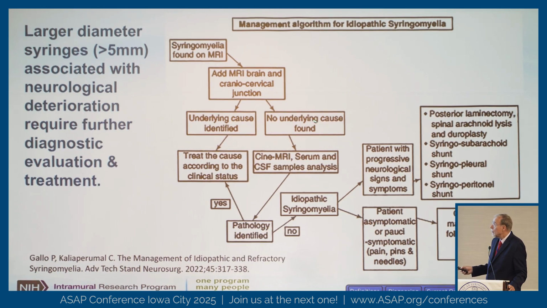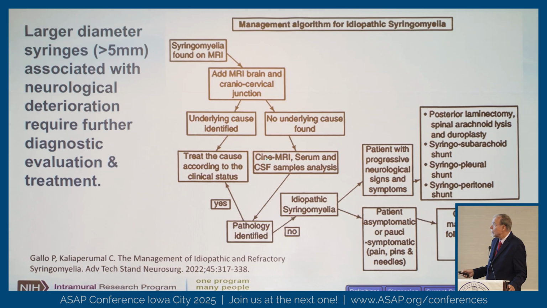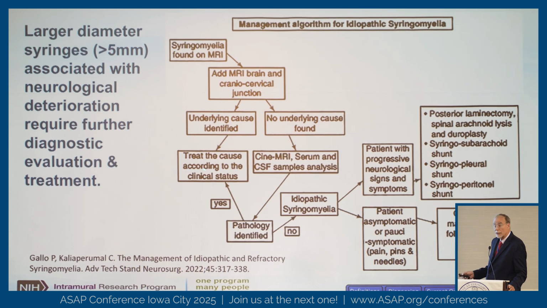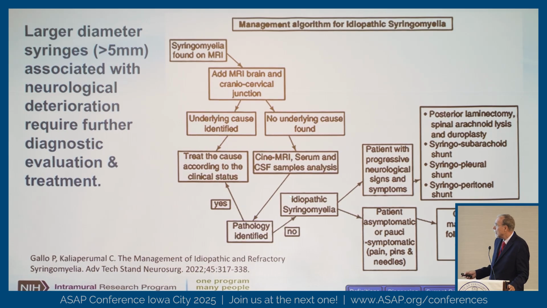If you didn't identify the cause, then you go to Cine MRI, and you can sample CSF and serum. And then, if you identify the pathology, you treat the cause of whatever was causing the syrinx. However, if you still don't know, then you follow this. Then it's truly idiopathic syringomyelia.